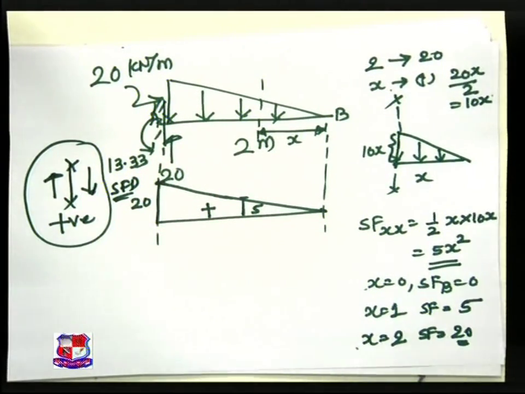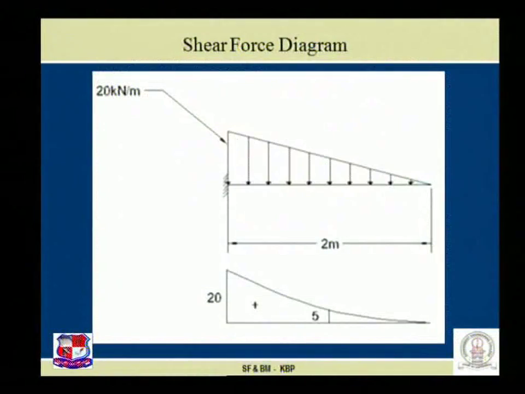So see on this PPT. Parabolic nature of variation of shear force diagram. 0 at the tip, 5 at the center, 20 at the support. That is the reaction itself. So now I wish you understood how to plot the shear force diagram when it is subjected to the uniformly varying load. Let us switch to the next, that is the bending moment diagram.